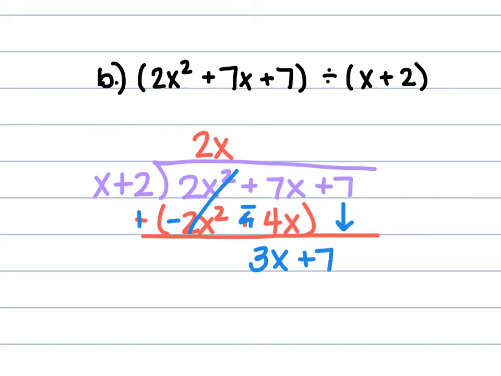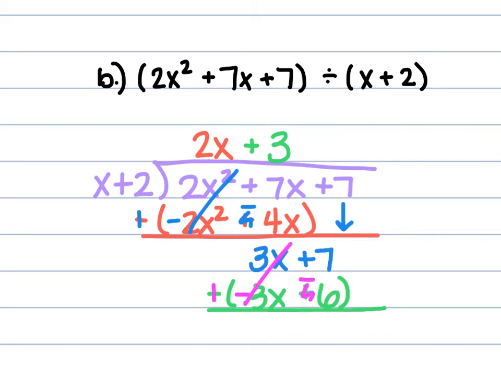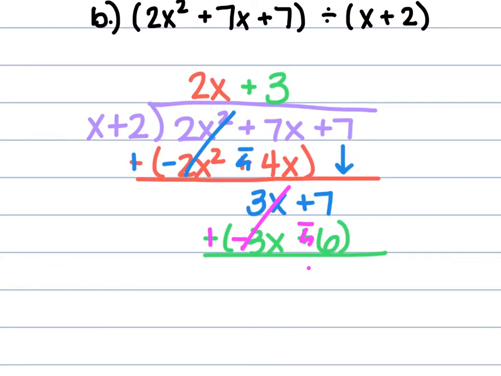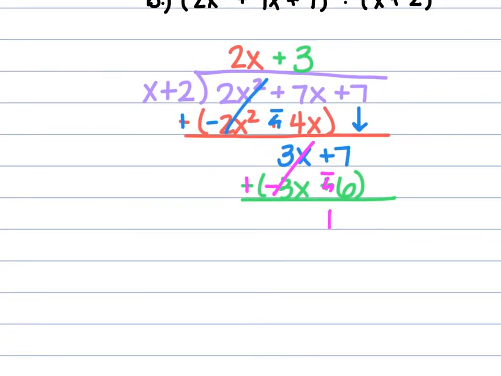What times x gives us 3x? Well, that's just a 3. That's a positive 3. So 3 times x is 3x, and 3 times 2 is positive 6. Subtract these two, or add their opposites. The 3x's cancel out, and 7 minus 6 is 1. So our answer here is 2x plus 3 plus 1 over x plus 2.